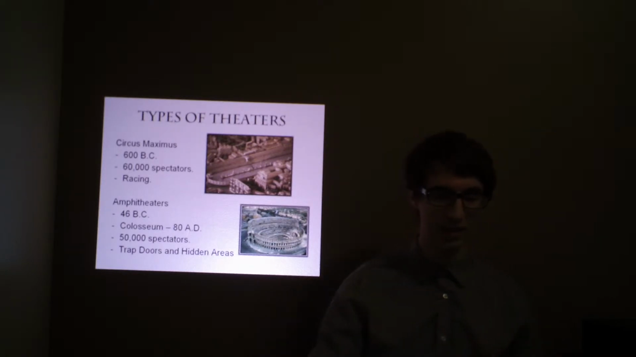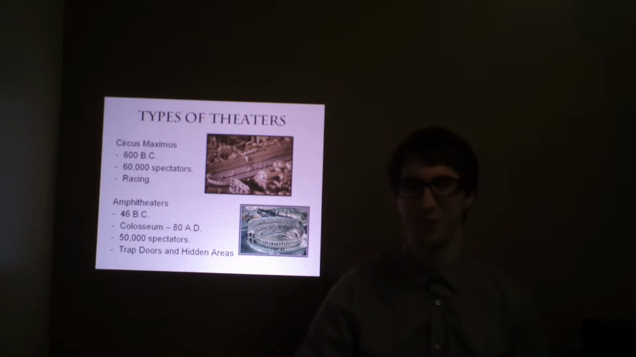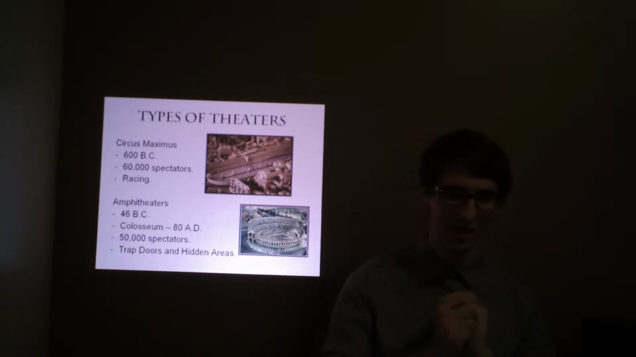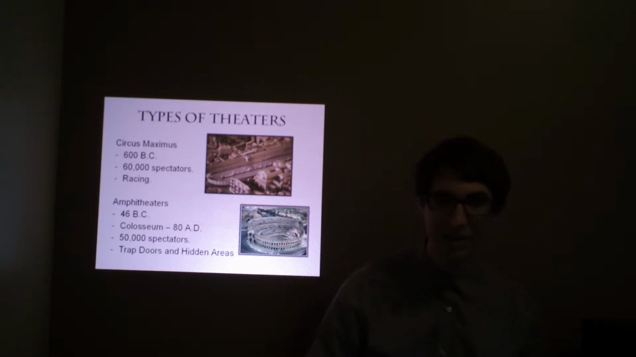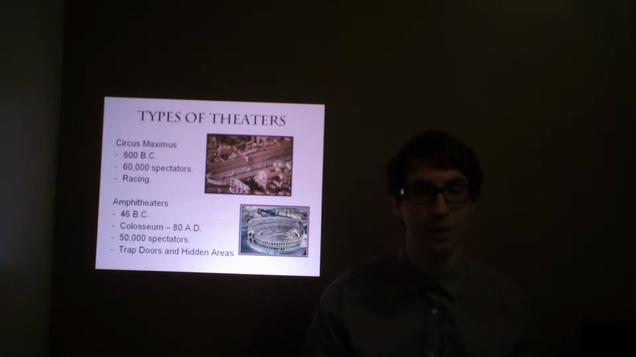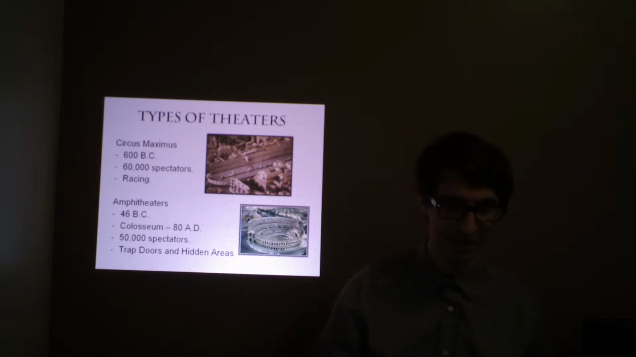Now, amphitheaters, the first permanent amphitheater, was constructed in about 46 BC. The Colosseum was constructed in about 80 AD. Now, these amphitheaters and the Colosseum itself could hold around 50,000. That's around what the Colosseum could hold. So that was a large amount of spectators.